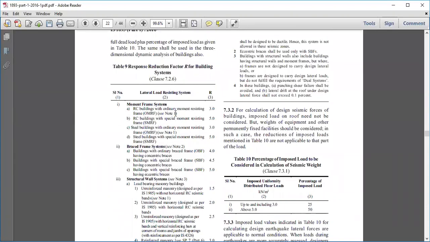As it is a moment resisting frame, an RCC with masonry infill, we'll get back to this again, and we require table 10 for the load calculation. So we will be picking up the load from this, and a particular percentage has to be added up. So going back to our numerical now.